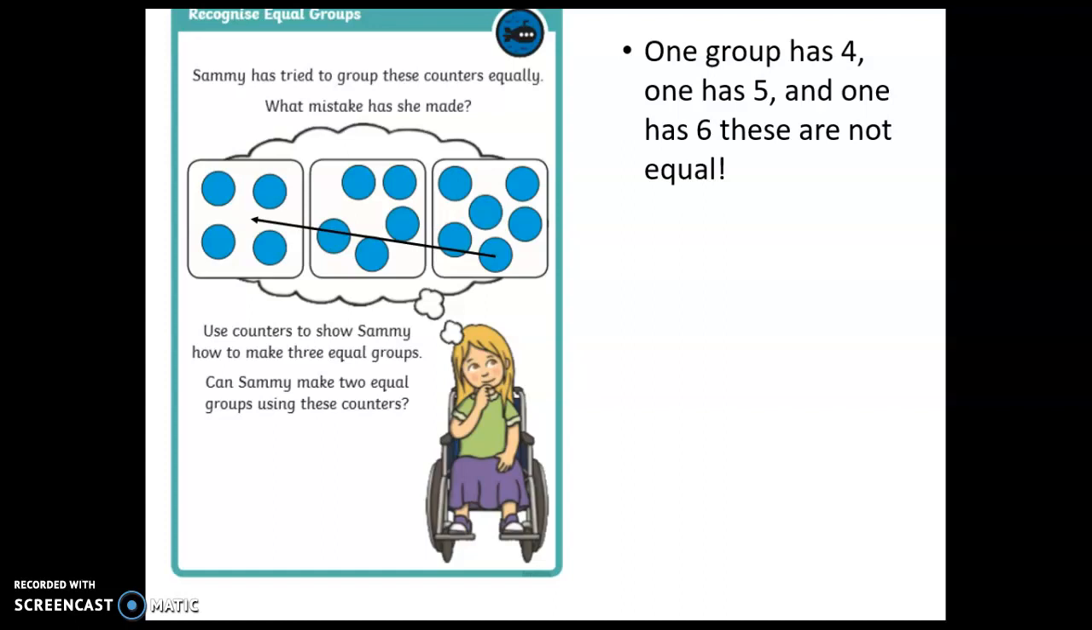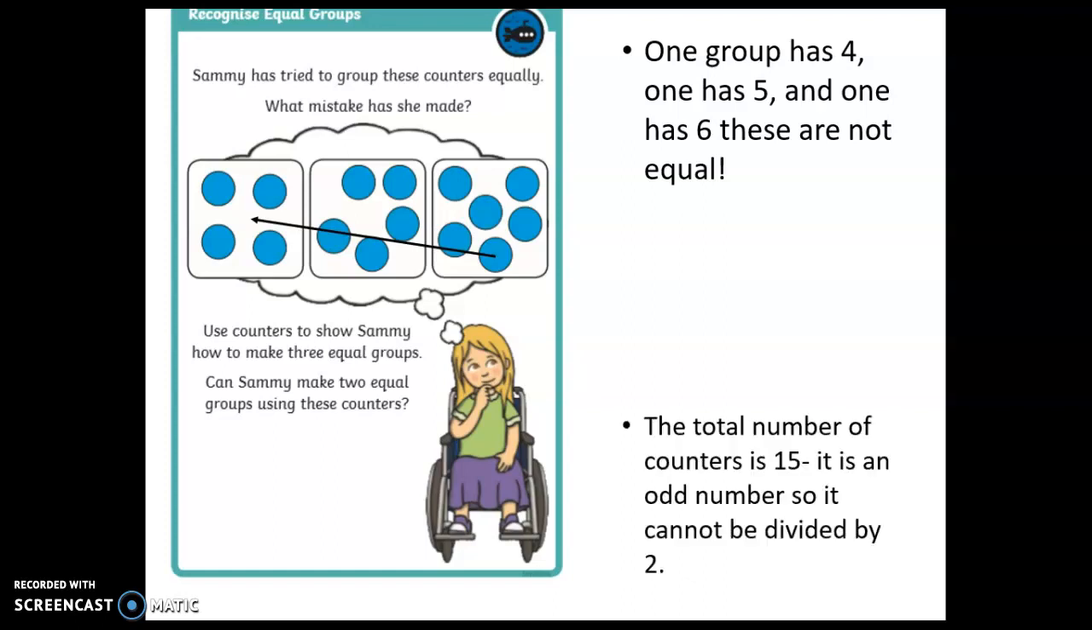But thinking about the lesson that we've done this week, 15 ends in a 5, which is an odd number, and an odd number you cannot divide into 2 equal groups. It's odd, so you will have 1 left over. So the total number of counters is 15. It's an odd number, so it cannot be divided by 2. You would have 7 in each group and then 1 left over.